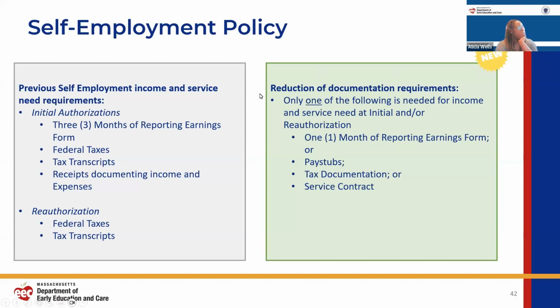Just to reiterate, the documentation requirements: one of the following is needed for income and service need at initial and/or reauthorization. I want to make sure everyone takes time to read what this is stating. A 1-month earnings form, pay stubs, or tax documentation, or service contract. And then no receipts for income or expenses.